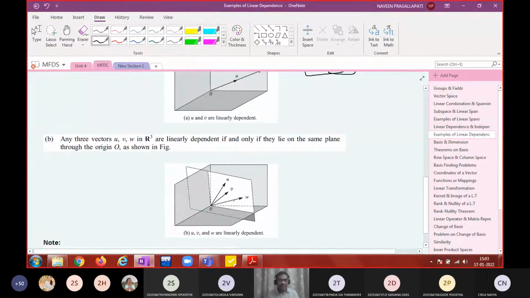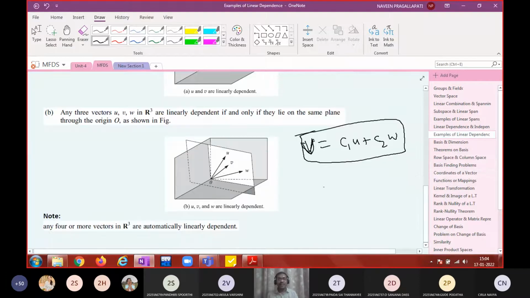Similarly, if three vectors lie on a plane, automatically they are going to be linearly dependent. If three vectors lie on a plane, what does it mean? One vector can be expressed as a linear combination of the remaining two vectors, like C1 U plus C2 W. That means they are linearly dependent, because you are able to express one vector as a linear combination of the remaining vectors.